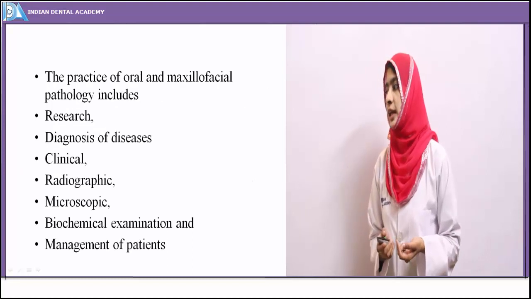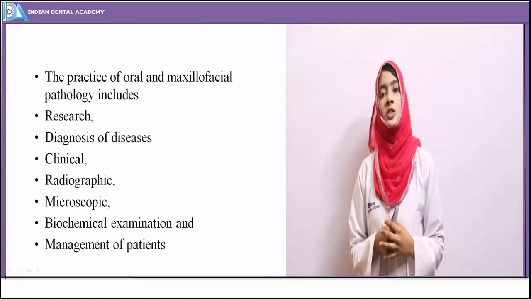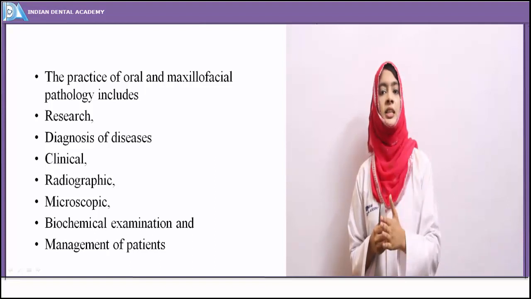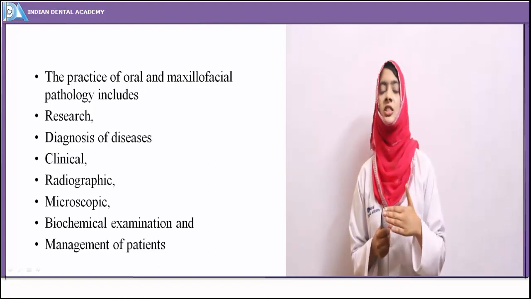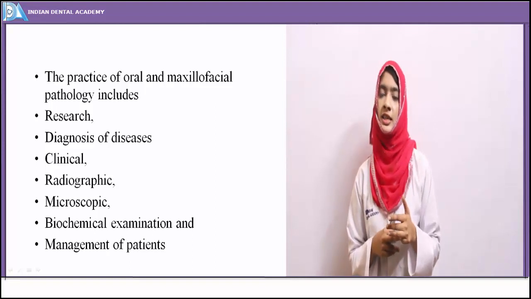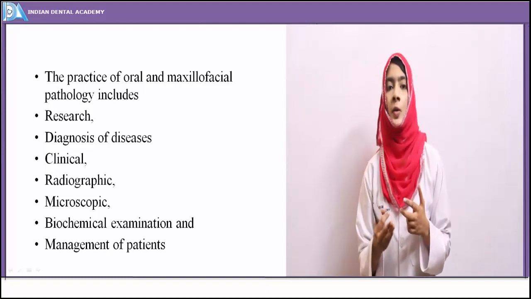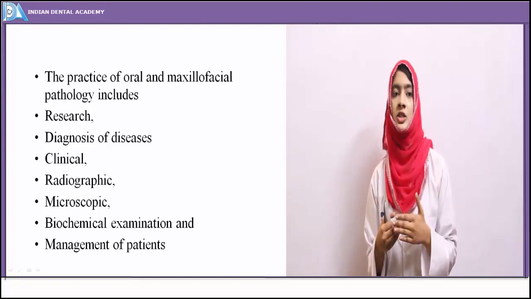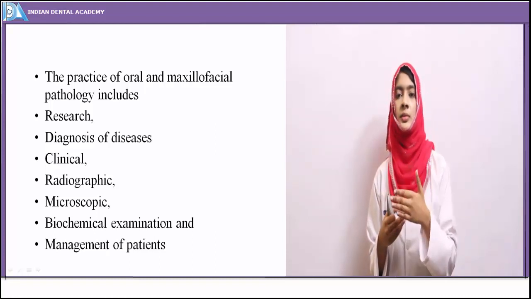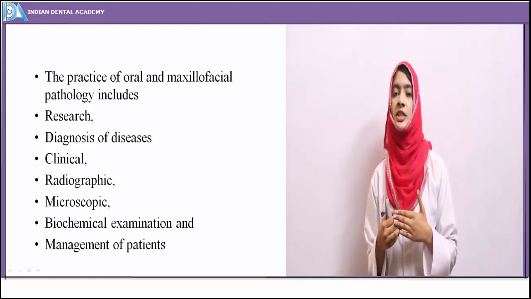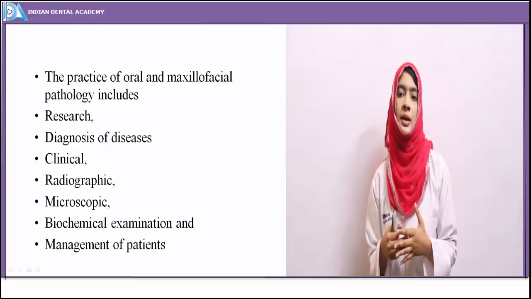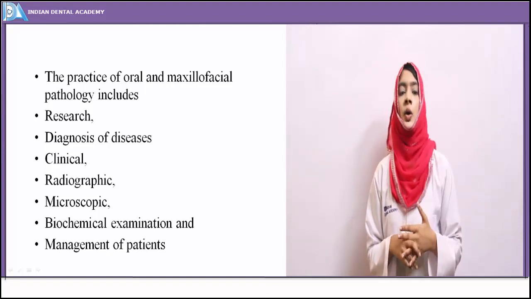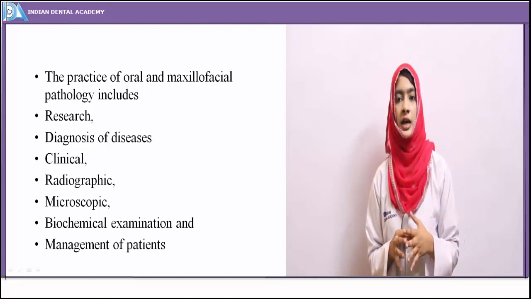Then based on your provisional diagnosis, you prescribe the patient any further investigations needed: either a radiological examination, a biopsy, a cytology, exfoliative cytology, or any histological tissue. The tissue is taken and sent for histological examination. Only after the histological examinations are carried out is the final diagnosis given. So that's the whole procedure of how you carry out a case.